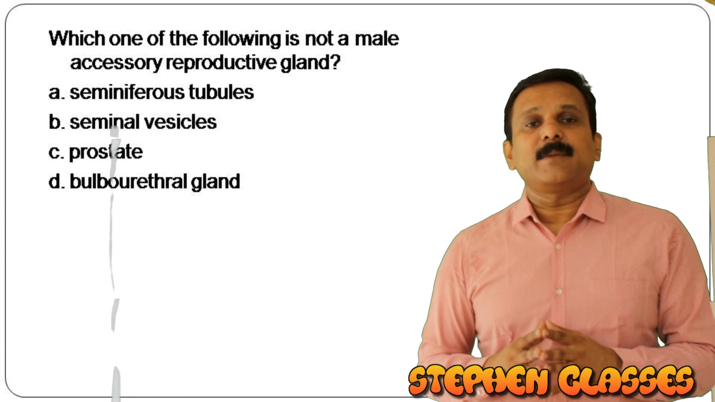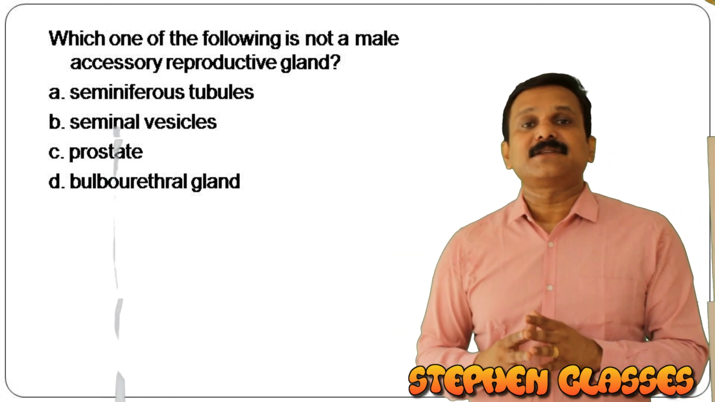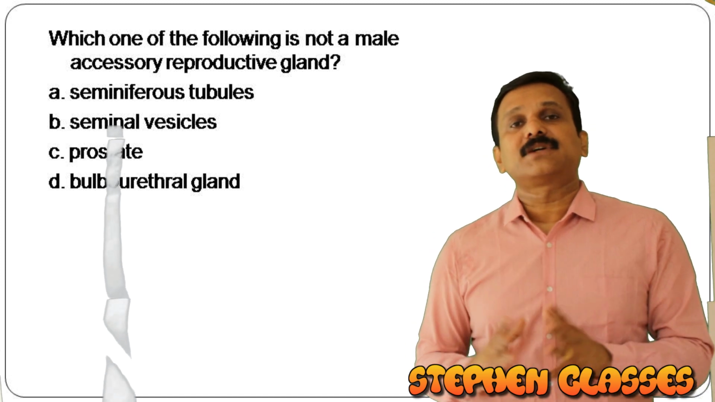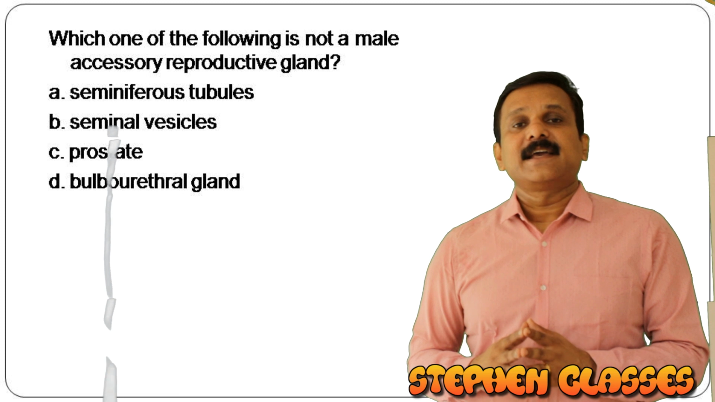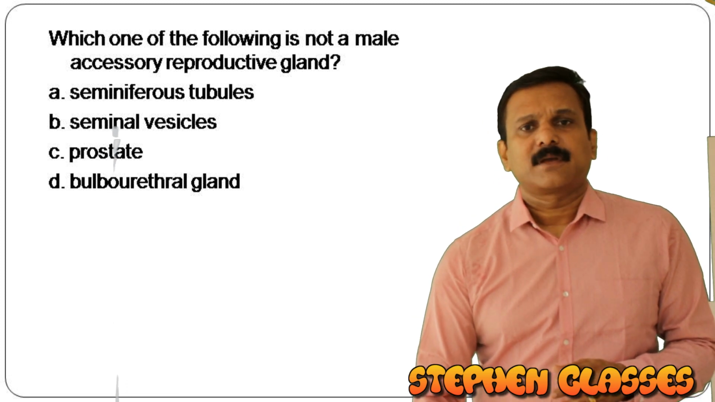So our answer here, which is not a reproductive gland, is seminiferous tubules. Seminiferous tubules are not forming an accessory sex gland. So the answer is option A here, option A.